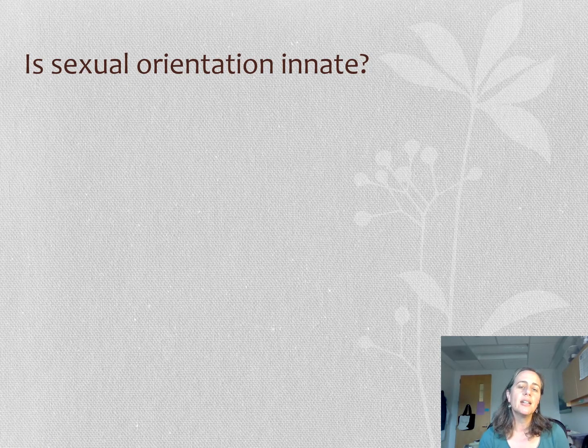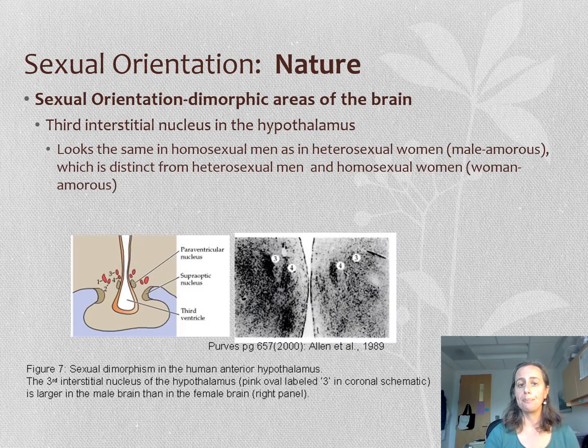So what about evidence to suggest that sexual orientation is innate, right? We don't have a lot of evidence to support that it's learned, that it's how you were raised. So what evidence do we have to suggest maybe it's how you're wired and it's just how you are? Again, we have some dimorphic areas of the brain, in the hypothalamus, a slightly different part of it. But what's interesting is that certain parts of the hypothalamus do seem to code for your sexual orientation in the following way.